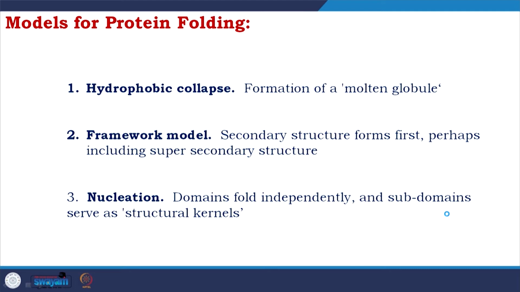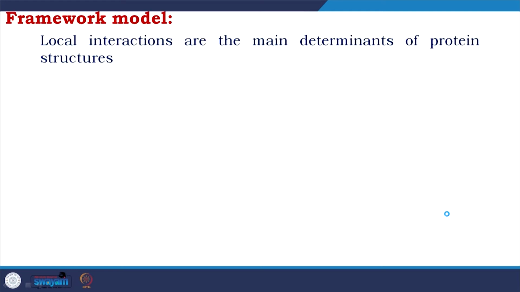There are different proposed models for protein folding: hydrophobic collapse, formation of molten globule which I talked about; the framework model, where secondary structure forms first, perhaps including supersecondary structures, and then goes to the final structure; or nucleation, in which domains fold independently and subdomains serve as structural kernels to help the protein domains fold. I will only discuss the framework model. Molten globule I talked about.